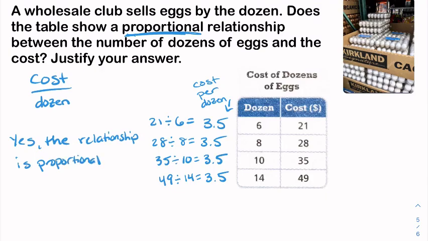It asks us to justify, so we have to say because the ratios are all equivalent. And that's it.